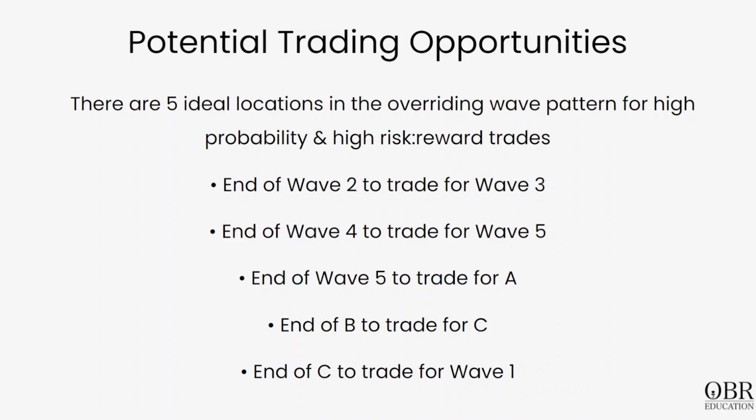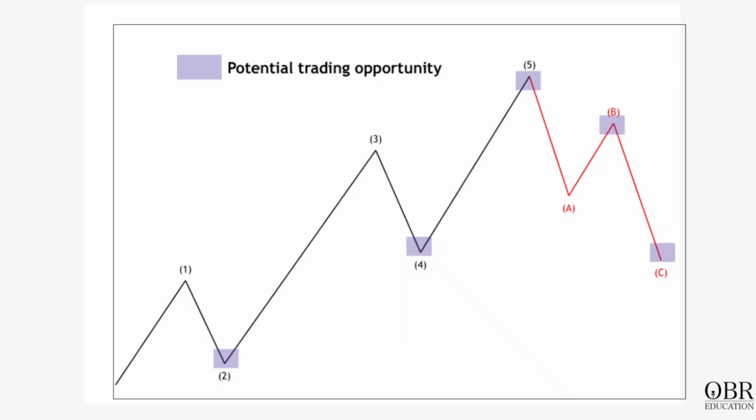You can also trade the end of wave B to trade for wave C, and the end of wave C to trade for wave 1, right? So the visual follows, I think. Yes, here we go. Everything I just mentioned is shown in the purple boxes, right? Potential trading opportunity. As I said, you could catch the end of wave 2 to capture the entire move of wave 3.